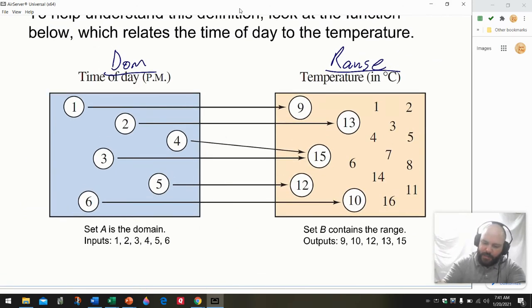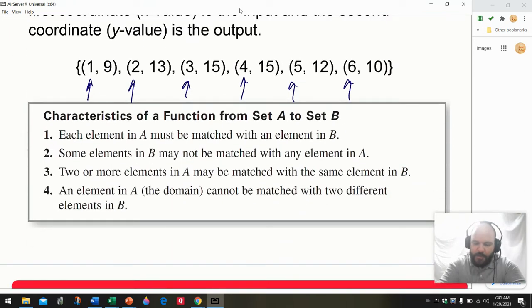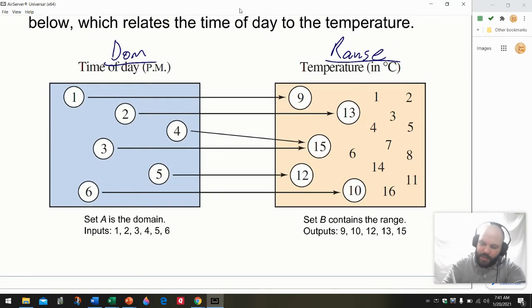That's the first thing. The second thing, not every y has a pair. That's okay. The third thing that it says is two or more elements in A may be matched with the same element in B. So they're saying you can have 4 go to 15 and you can have 3 go to 15. That's okay. If two x's go to the same y, that's perfectly fine.